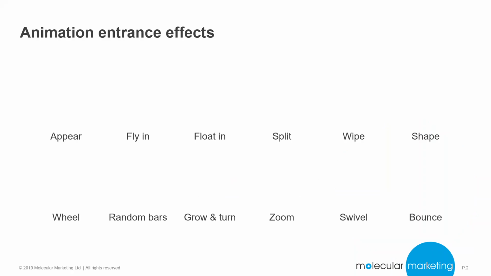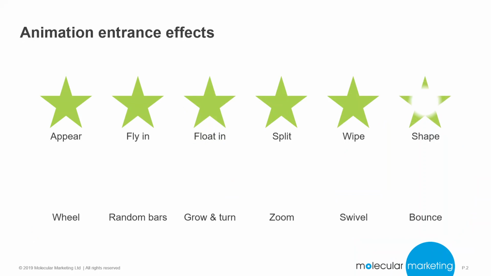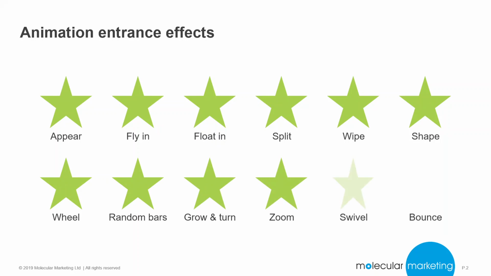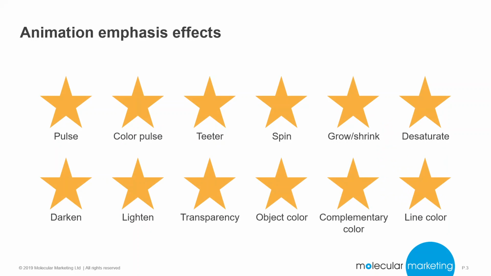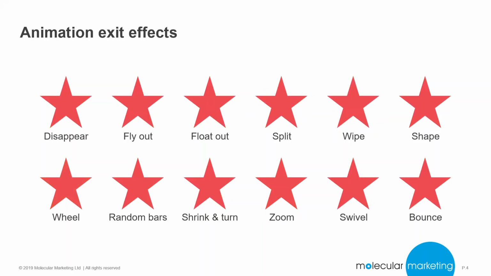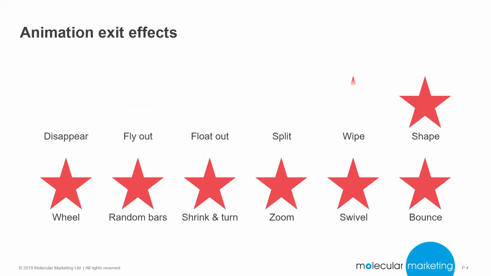Now, in PowerPoint, there are 4 types of animation effects. There are entrance effects, which you can see some examples here. There are emphasis effects, and all these effects can actually be applied to any object or piece of text. And there are exit effects. So when I click the button, a different effect is applied.